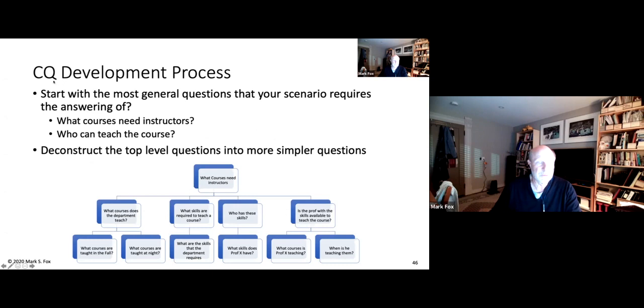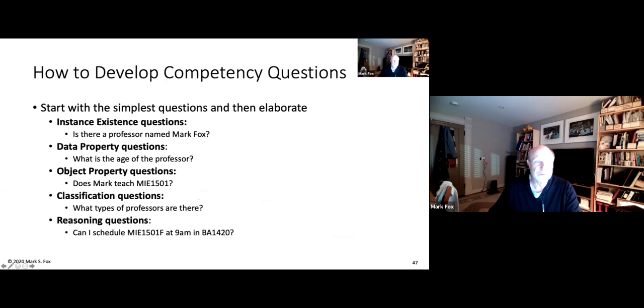Simply put, the competency question development process starts with the most general questions your scenario requires answering: what courses need instructors, and who can teach the course. Then we deconstruct those high-level questions into simpler questions. What courses need instructors can be deconstructed into what courses does the department teach, which can be deconstructed into what courses are taught in the fall, what courses are taught at night. We also can deconstruct it into what skills are required to teach a course, and then what are the skills that the department requires, and so forth. And so one is continually taking the top-level questions that you need to be able to answer and deconstructing them. And the process is even further structured by starting with the simplest questions and then elaborating.